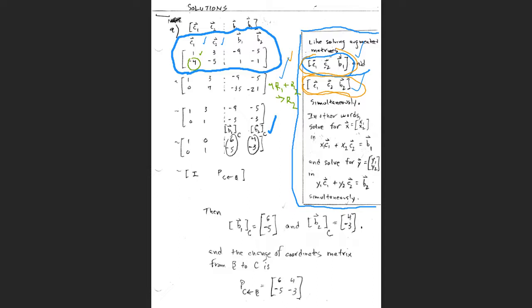Okay, next off, I don't want the 7 to be there. I'd like it to be a 1. So I'm going to take 1/7 times the second row and replace the second row by the result.